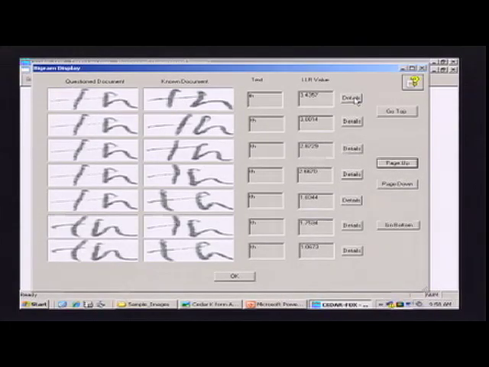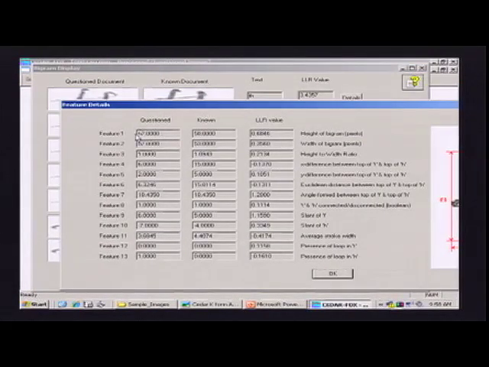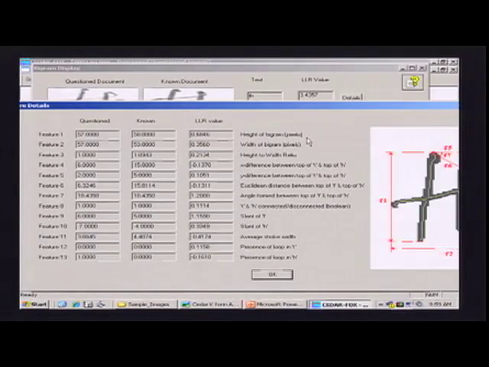And if you look at the details, for example, this TH with this TH, so these are the details. Feature 1 was this value, feature 2 was this value, and what is the feature? It is the height of the bigram. It measures all these features and gives you the numbers. And then of course it goes one step further, where it takes the difference and sees, according to this difference, what does it conclude in terms of LLR value?